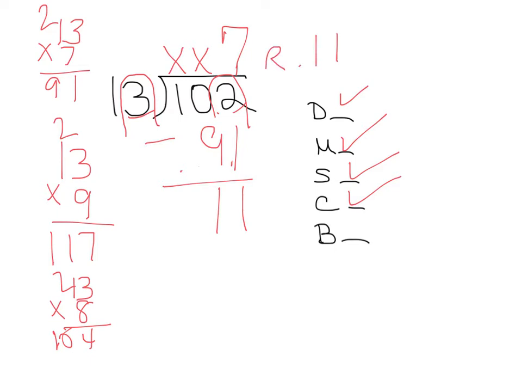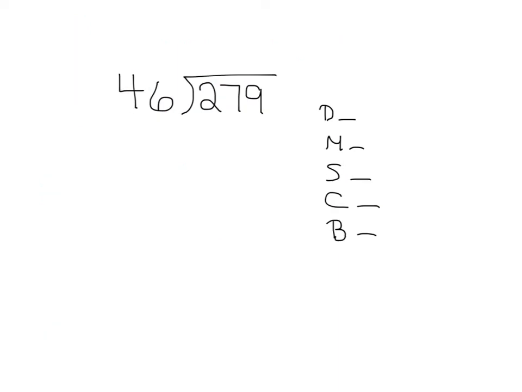Now let's try our last one here. 279 divided by 46. So I'm going to start with the divide step. 46 doesn't divide into 2, so I'm going to put an X. Doesn't divide into 27. I'm going to put an X. Now I have to divide 46 into 279. So I'm going to cover up the 6, cover up the 9, and I'm left with 27 divided by 4, which is 6. So I divided.